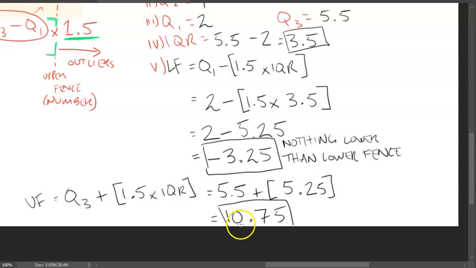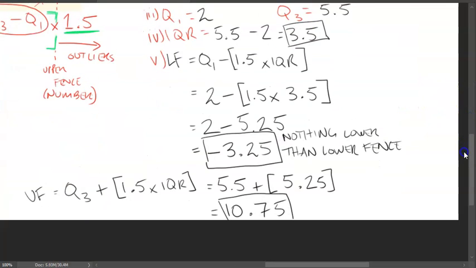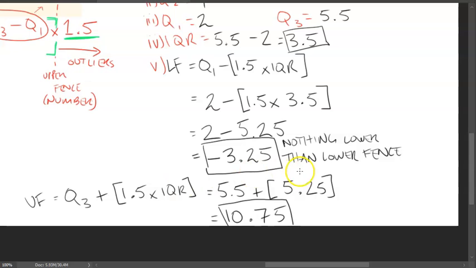This means anything that's higher than 10.75 is considered an outlier. And of course, 18 is higher than 10.75. So we would say 18 is an outlier as it is higher than the upper fence.